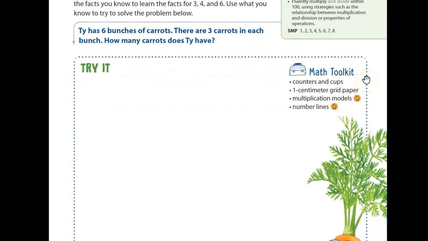It says Ty has 6 bunches of carrots. There are 3 carrots in each bunch. How many carrots does Ty have? Well, what would be my multiplication sentence that I could use? 6 times 3. Okay, I can go 6 times 3. And then I need to find out what that is.